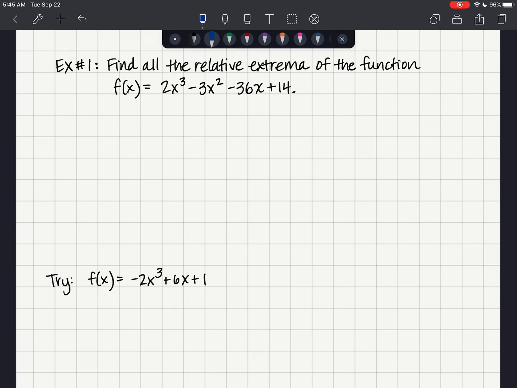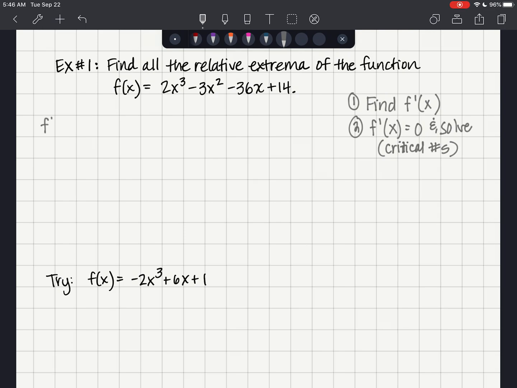So our first step is going to be to find the first derivative. For this problem, it's a polynomial function. We're going to find f prime of x, and then we're going to set f prime of x equal to 0 and solve. And that gives us critical numbers.